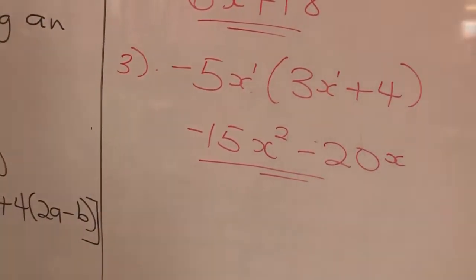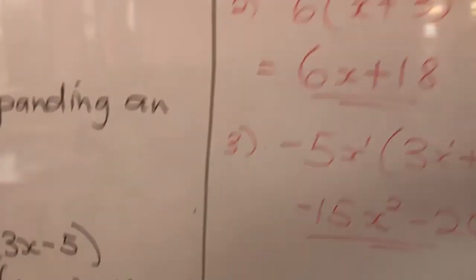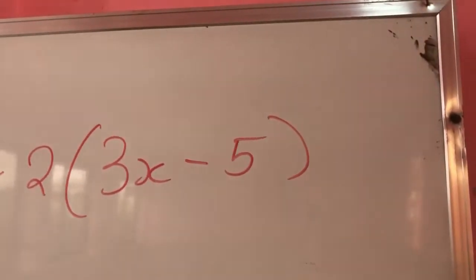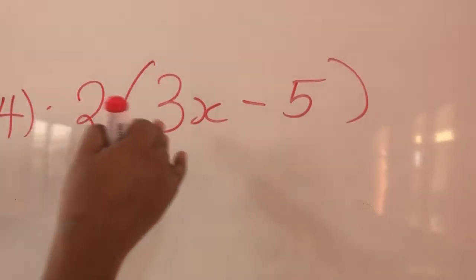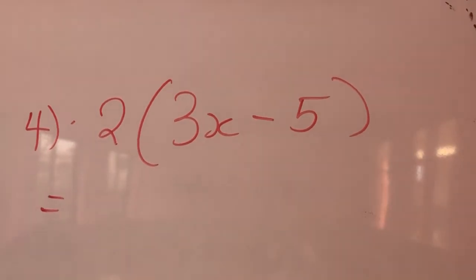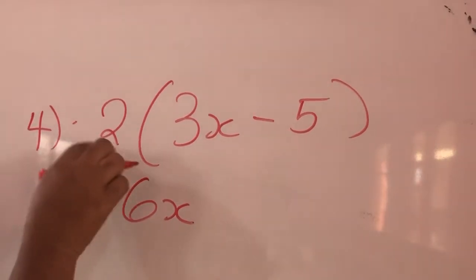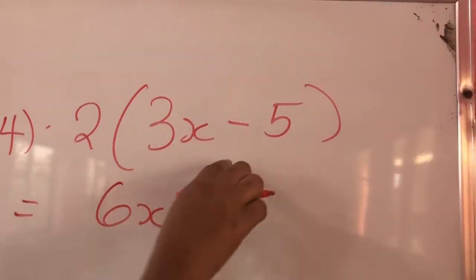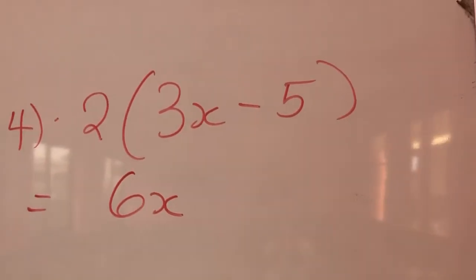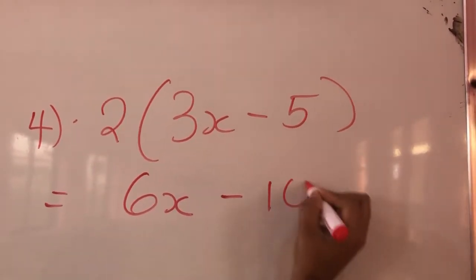Now let's pick the fourth question. We have 2, and in the bracket we have 3x minus 5. Is our number positive? Yes. So our positive times positive will always give us a positive number. So 2 times 3 is what? 6. And your variable is here. So you add your variable. So you have what? 6x. Then positive 2 is multiplying negative 5. Positive number times a negative number will always give you a negative number. So 5 times 2 is 10. And your negative, you have negative 10.